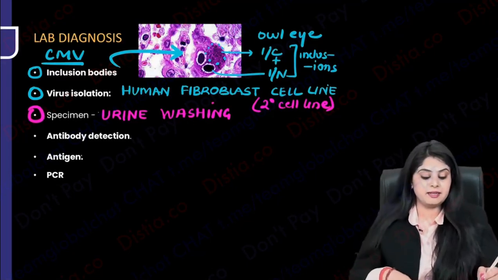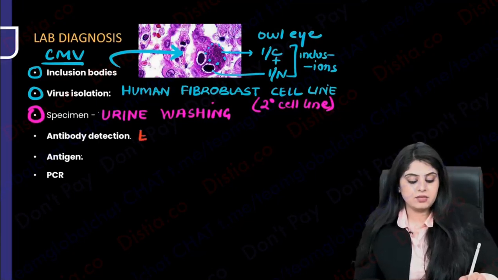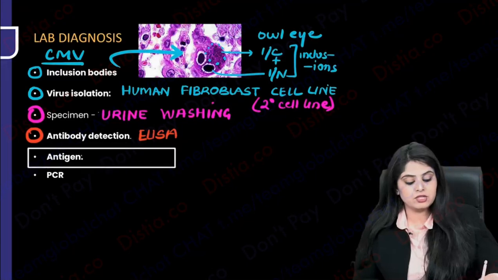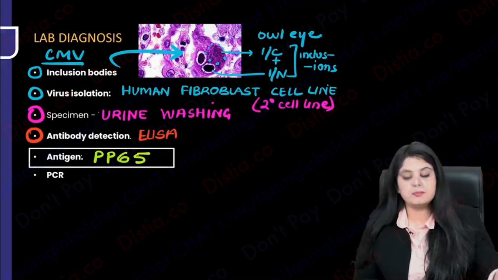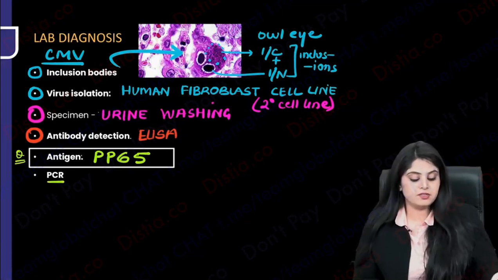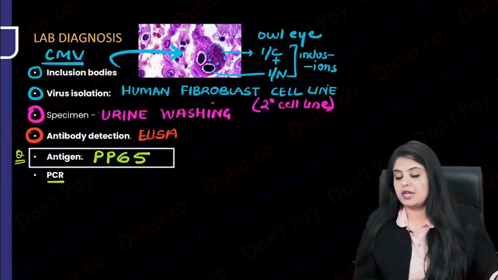Human fibroblast cell line. For antibody detection we will always use ELISA. But the story is, what will you use over here for antigen, and which antigen are you trying to detect? That is their favorite question. You are trying to detect PP65. The PP65 antigen is for cytomegalovirus, and finally the most definitive has to be polymerase chain reaction.